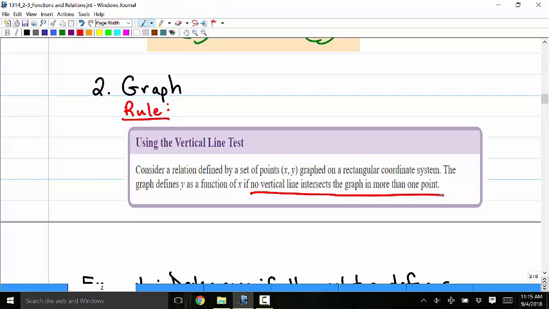Isn't there also a horizontal line test? That's to determine if a function is one-to-one, to know whether or not it has an inverse. We're going to get there in the last chapter this semester. So the question was, is there a horizontal line test? There is, but ignore that for now. We're just going to look at the vertical line test. The vertical line test, no vertical line intersects more than once. Okay?